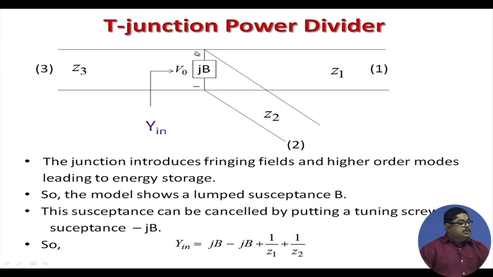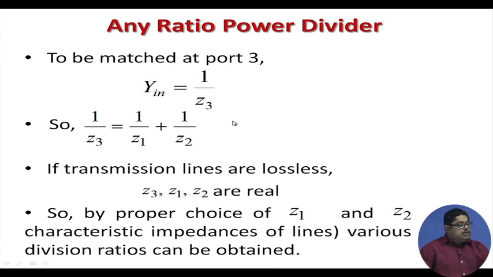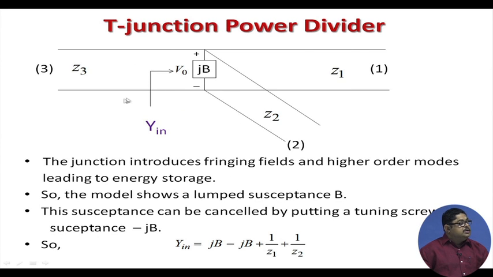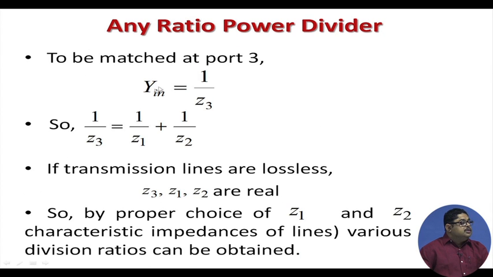input admittance, because these two, line 1 and line 2, are in parallel. So let us switch over to admittance. What is the input admittance from here? jB minus jB for the tuning screw, then this one will show a characteristic impedance Z1, so admittance will be 1 by Z1. Since these two are in parallel, it will be 1 by Z1 plus 1 by Z2. Now, to be matched at port 3, what do I demand? Matching means 1 by Z3 is equal to Y in, then only it will be matched. That is what I have written. So my condition is this.